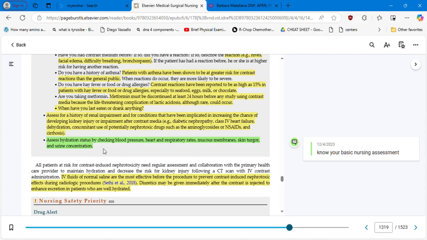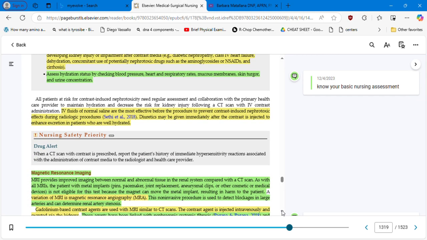Assess hydration status by checking the blood pressure, heart and respiratory rate, mucous membranes, skin turgor, and urine concentration. Now, IV fluids of normal saline are the most effective before the procedure to prevent contrast-induced nephrotoxic effects during radiologic procedures, right? And that is happening when the patient is having risk, and probably if the patient is in the hospital, sometimes they are going to do that. Diuretics may be given immediately after the contrast is injected, right? to enhance excretion in patients who are well hydrated.